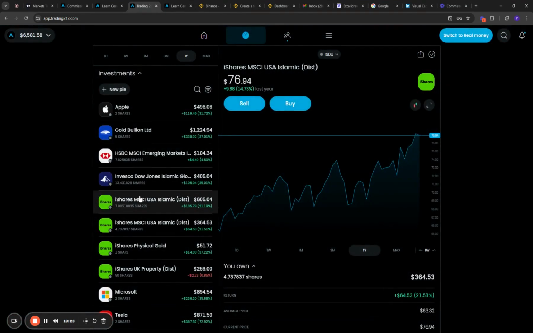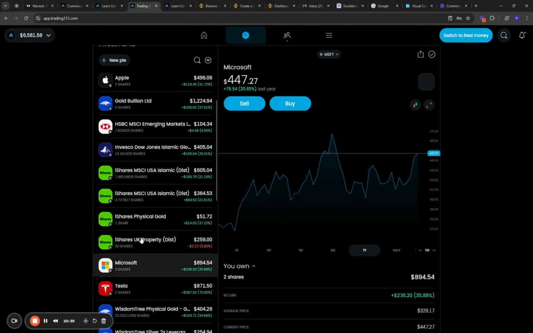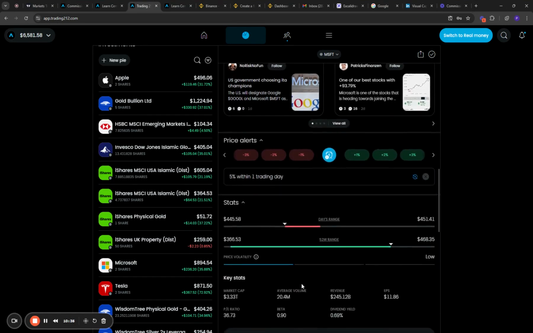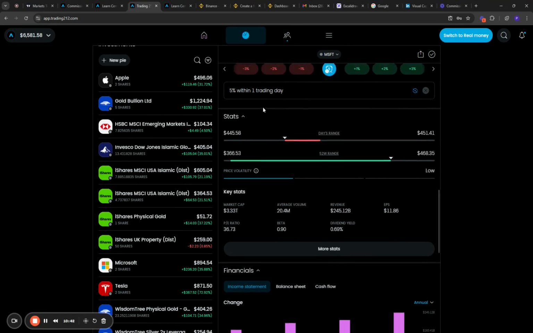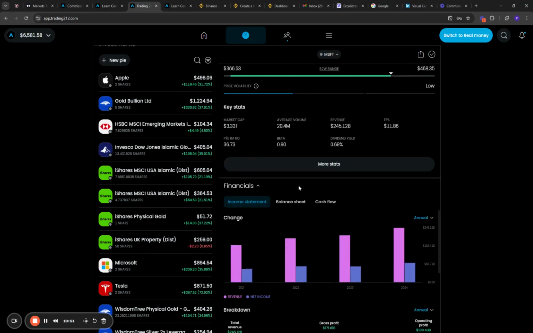Also, if you buy individual stocks like Microsoft or Tesla, the volatility you will see is greater. If you look here, it shows the stats, the average price for Microsoft in the last day. Lately it has been in the 70s over 52 weeks. So you'll see the lowest amount and the highest amount.